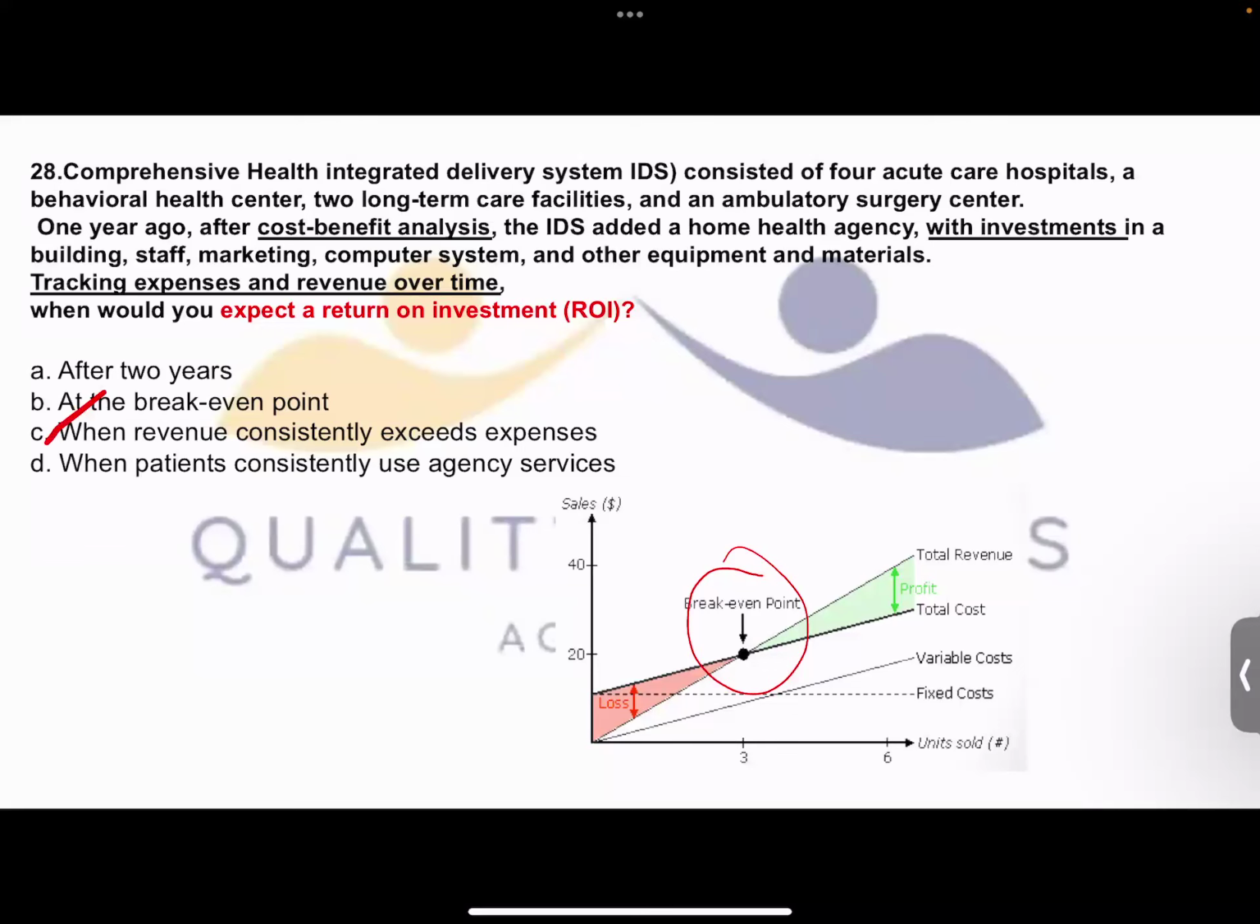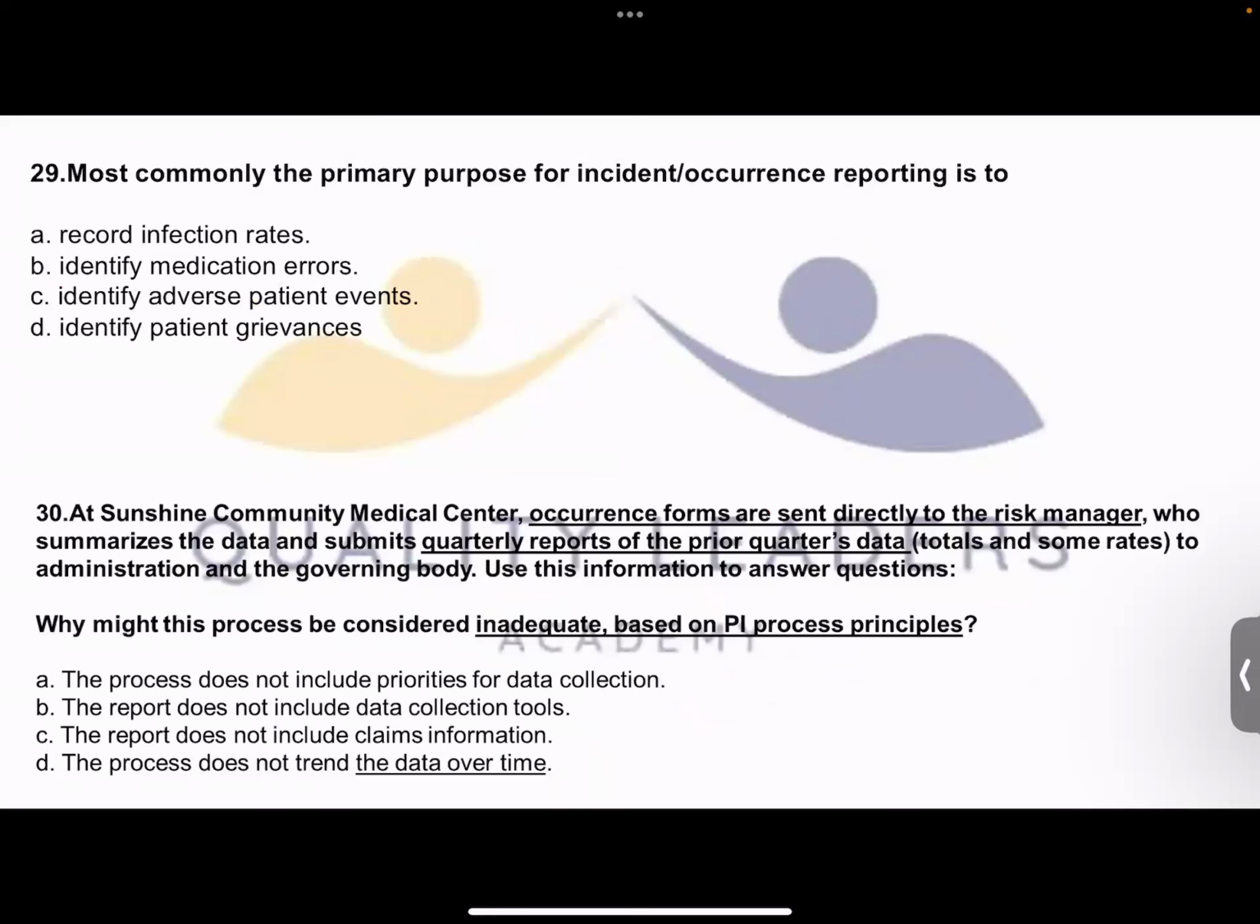C. Okay. Number 29, most commonly the primary purpose for incident or occurrence reporting is to A, record infection rates, B, identify medication errors, C, identify adverse patient events, D, identify patient grievances.